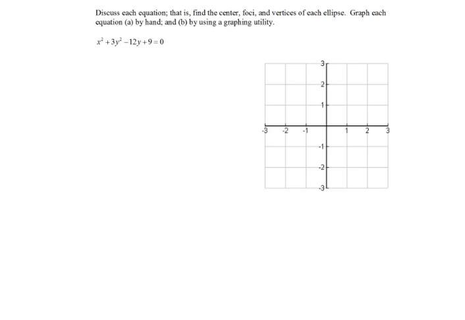In this example, it's asking us to discuss each equation, that is, find the center, the foci, and the vertices of each ellipse, and then graph it by hand. We're not going to use a graphing utility, much more difficult to graph it on a calculator. I am going to go ahead though and put a place for us to list all of our important things. They're asking us for the center, the foci, and the vertices.